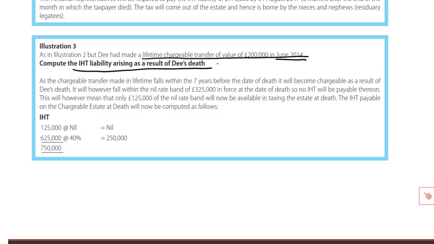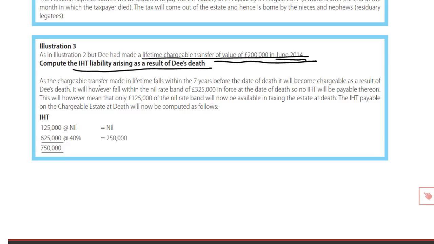Ever so simple. All we do is to still compute what was the chargeable estate at death. That would still be £750,000. We then establish what was the available nil rate band, and this time the available nil rate band would not be the full $325,000, because the first $200,000 of that would have been used to reduce that lifetime chargeable transfer of value down to 0, meaning that no tax was payable on it.